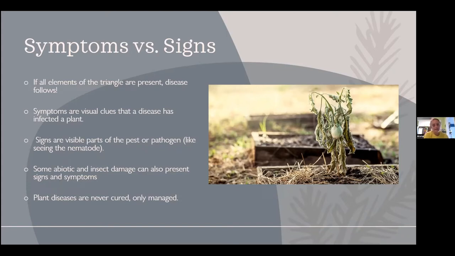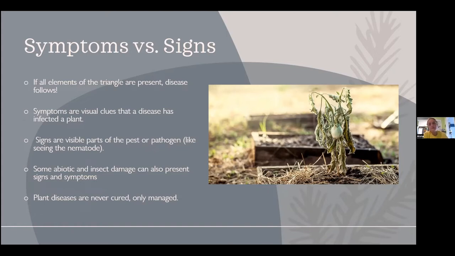Some abiotic and insect damage can also present as signs and symptoms. So if I were to look at the sad tomato again, well, maybe we're going through a drought and that didn't get watered because somebody went on vacation for 3 weeks. Or maybe it's late November and our first frost of the year just rolled through, and it got a little cold damage overnight. So these things are environmental. They don't necessarily mean that there's a disease there, but they can kind of mimic disease symptoms or signs.